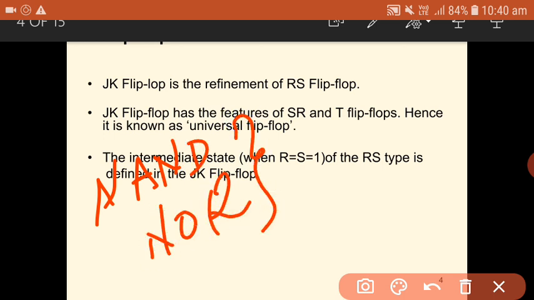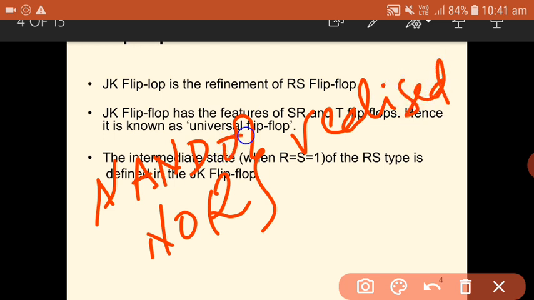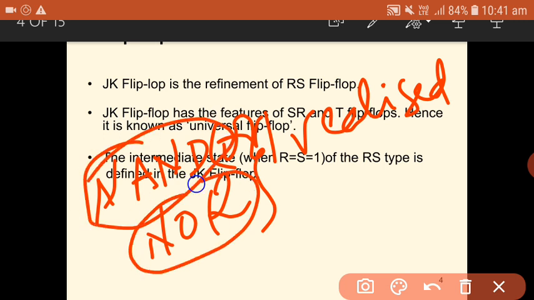Because any logical expression can be realized with the help of only NAND gates or with the help of only NOR gates. That's why NAND and NOR gates are called universal logic gates.